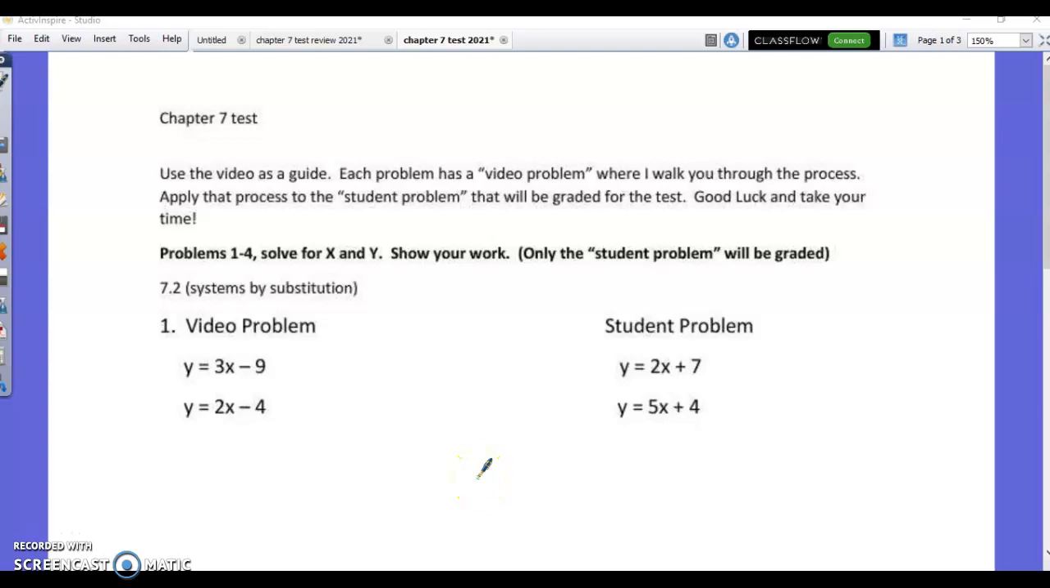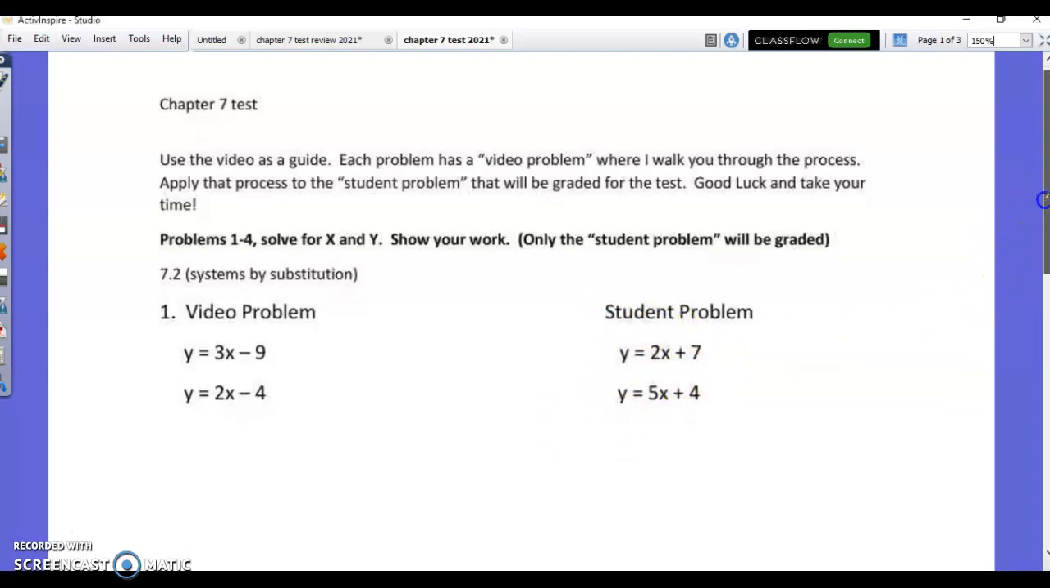Okay, welcome to the Chapter 7 test. I'm going to be running through the video problems. You guys will be doing this problem, but hopefully this will help guide you along.